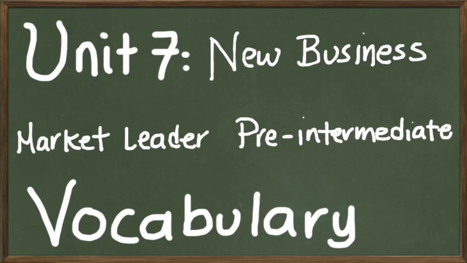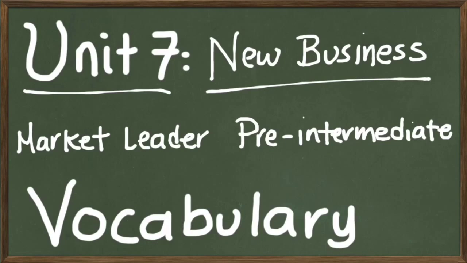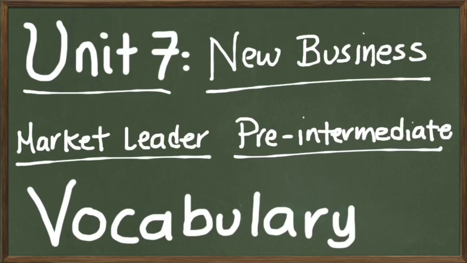Today we're going to be covering Unit 7. I'll change colors here. Unit 7 is called New Business. And don't forget we're using our Market Leader book, and this is for you, pre-intermediate students. This time around, we'll be covering vocabulary. So pay attention because we have a lot of valuable vocabulary.